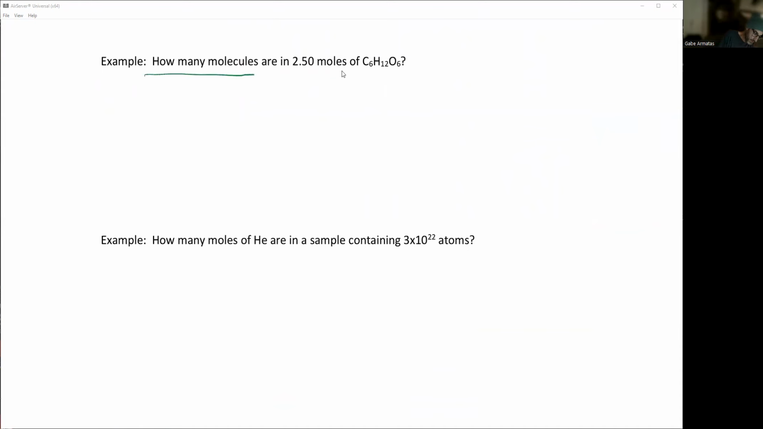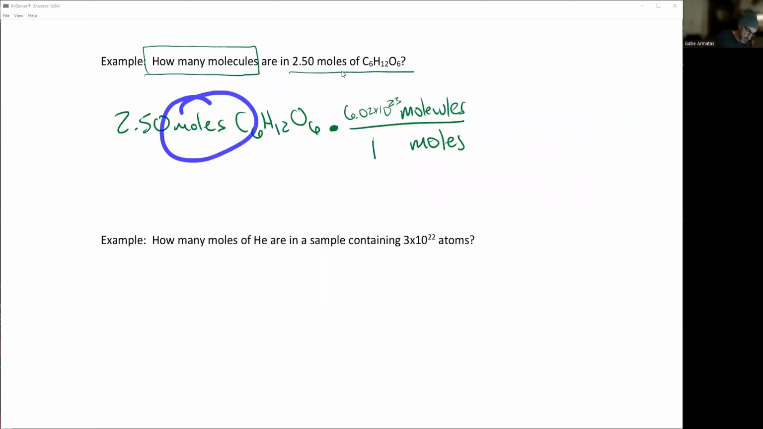How many molecules are in 2.5 moles of C6H12O6? So we're always going to do dimensional analysis for this. If I have 2.50 moles of C6H12O6, I want moles to go away, and I want to figure out how many individual molecules I have. Well, I know that 1 mole is equivalent to 6.02 times 10 to the 23rd molecules.